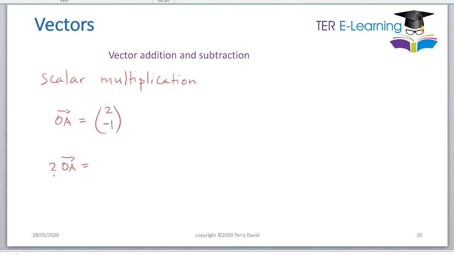So all I'm doing here is multiplying the vector by 2, right? So how are we going to do that? You know what the vector OA is? OA is (2, -1). So all I'm going to do is take 2 and multiply it by (2, -1).